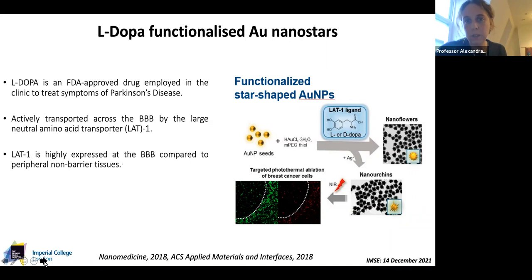So what we did was to use gold nanoparticle seeds. We mixed them together with gold salt and the L-Dopa that you can see here, and then what we found was that instead of making particles, we made these flower-shaped materials that you see over on the right. We call them nanoflowers. They could be called nano-urchins, nanostars. And so this is what we made. And then next slide.